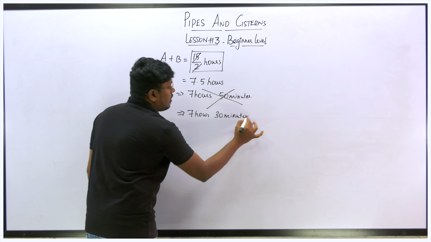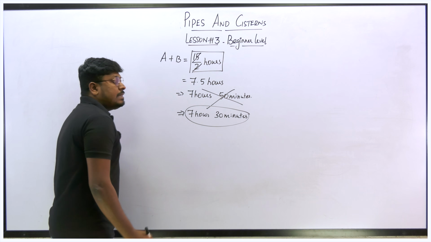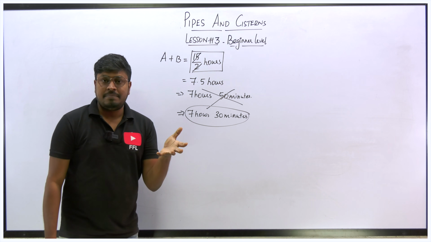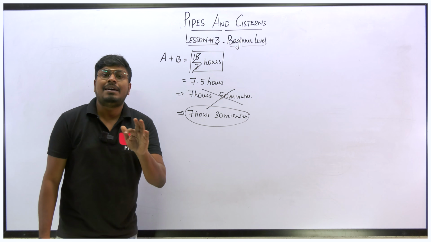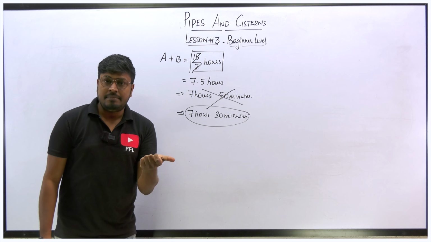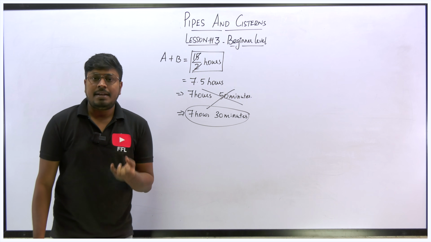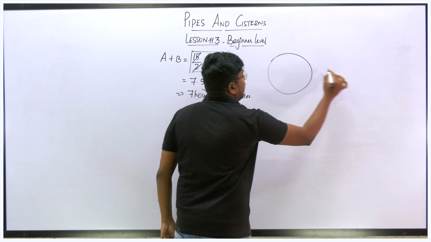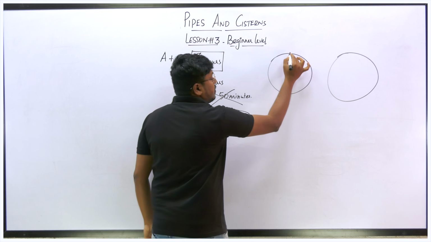So friends, understood or not? It's not 50 minutes, it's 30 minutes. Usually we say this as 7.5 hours. 7.5 hours will be 7:30, not 7:50, right? So don't make this mistake. In time and distance, I have told you this, right? While teaching time and distance, I have told you this.